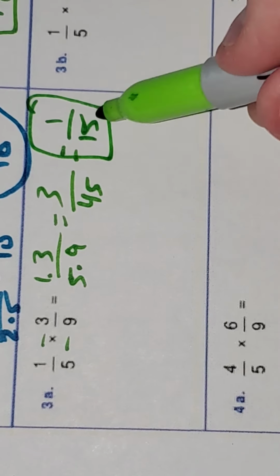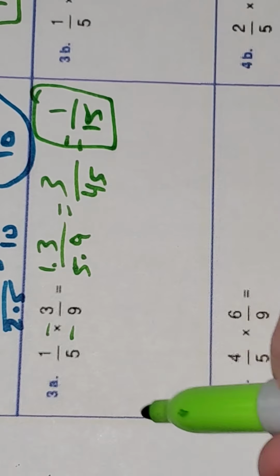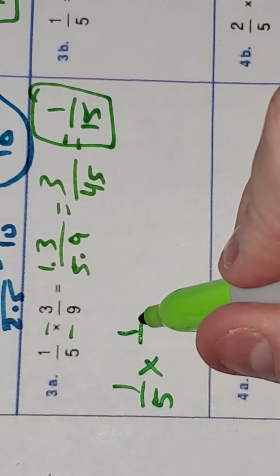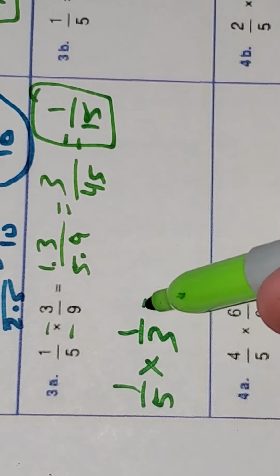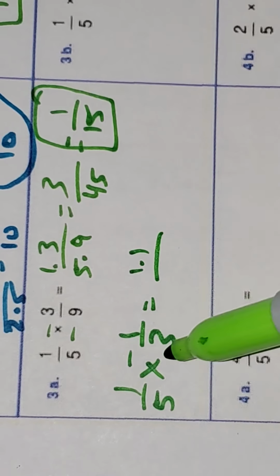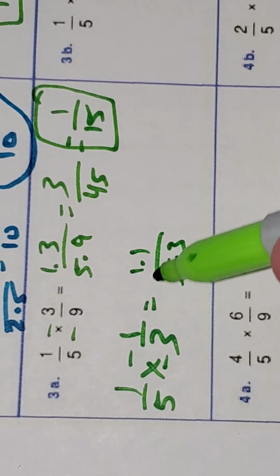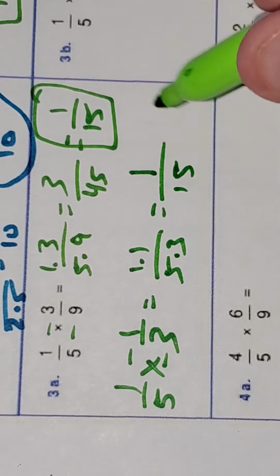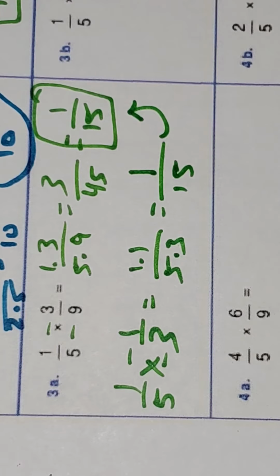And notice that's completely reduced. Again here, the 1 over 5 will not reduce, but 3 over 9 is the same as 1 over 3. This gives us 1 times 1 over 5 times 3. 1 times 1 is 1, 5 times 3 is 15, and notice that's our final answer.